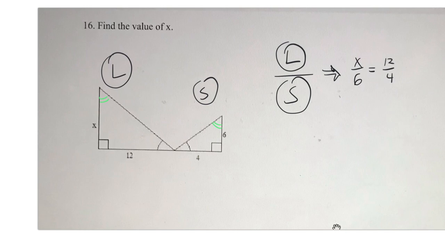Now, for the record, we could have done small over large as long as you're consistent all the way across. At this point, we're cross multiplying, or really we only have to multiply both sides by 6. So we would have x equals 12 over 4 times 6. Now let's work with this a little bit. This could become a 3, that could become a 1, and 3 times 6 is definitely 18.